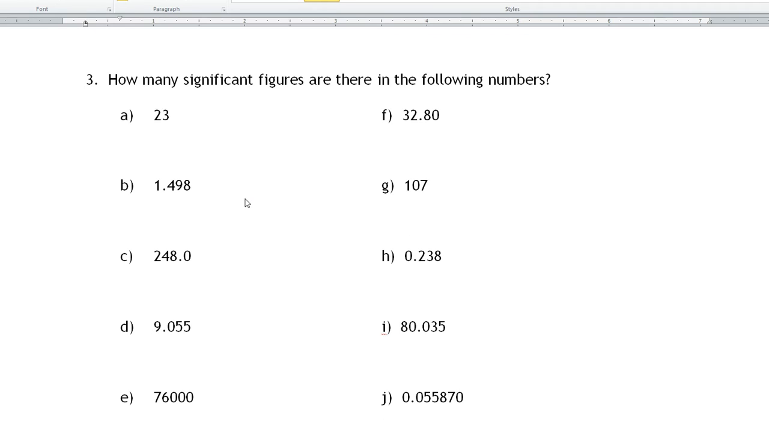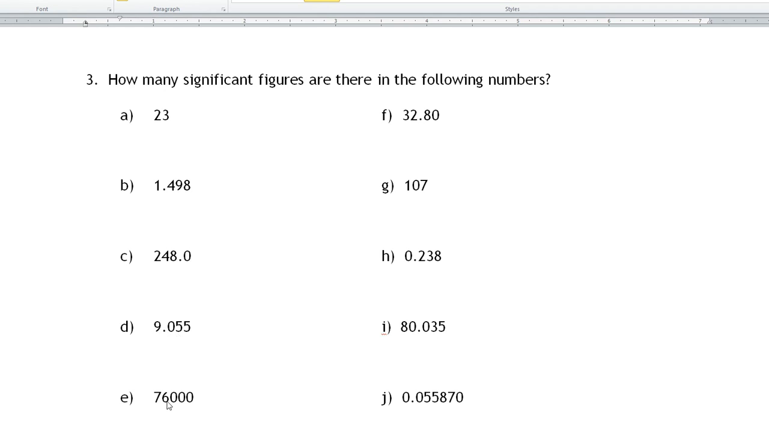So let's look at number 3. This is just how many sig figs there are in the following numbers. We have to get really good at practicing this, especially moving on today. So letter A, 2, that's pretty simple. B as well, pretty simple, 4. Letter C. Remember that a trailing 0, like this one at the end, is significant, and we count it if there's a decimal point. Since there is, I also have 4 for C. D is also 4 because that is a captive 0.